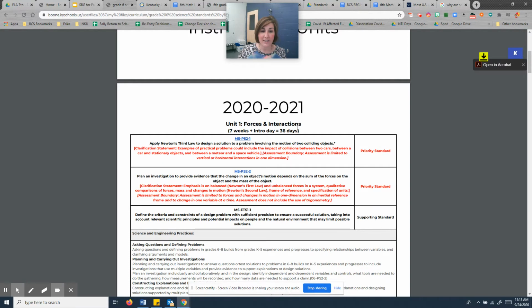So their unit 1 is forces and interaction. It's a 7-week unit. It's going to take 36 days to teach it. These are their 2 priority standards, and this is their 1 supporting standard. At the end of this unit, these are the 2 priority standards they're going to be assessing to determine mastery.